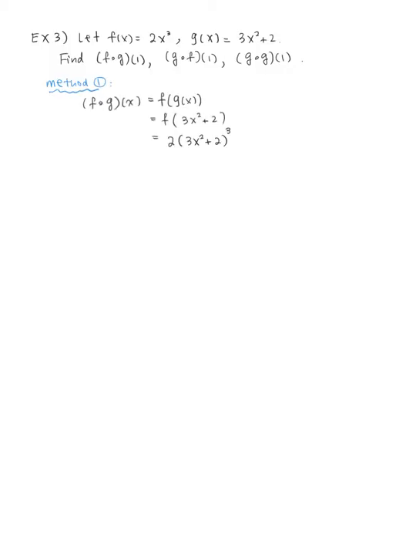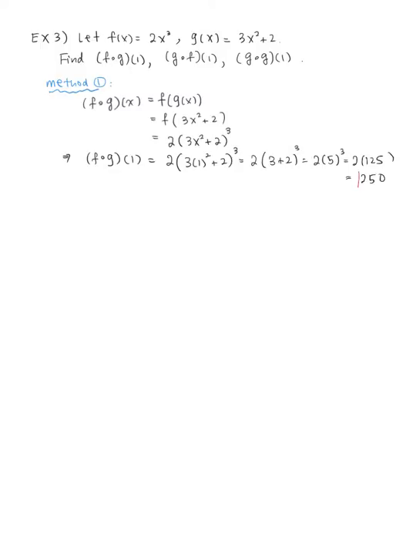So if I want to compute f of g of 1, what do you think we need to do? Well, we're going to have to replace the x with 1. So here what we're going to get is 2 times (3 times 1 squared plus 2) to the third power. So 3 times 1 squared is 3, so we're going to have 3 plus 2 to the third. So this is 2 times 5 to the third, and 5 to the third is 125. I'm running out of room. So 2 times 125 is 250.